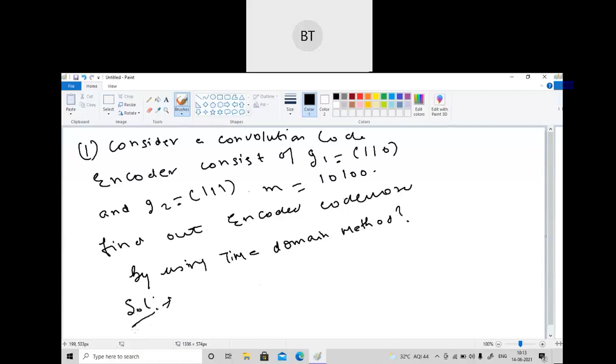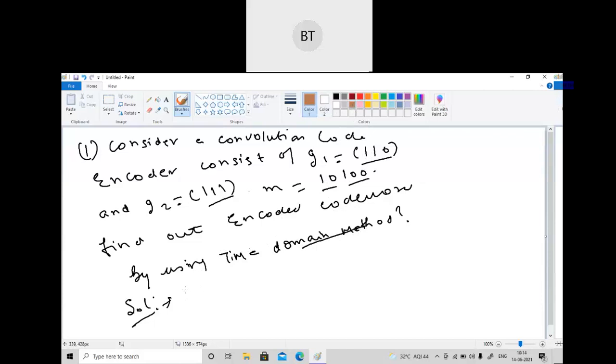I have already told you how to proceed, so please try to solve it and tell me the answer. It is very simple; you just have to know the basics and you can easily solve it. If the question is clear: consider a convolution code encoder with G1 as 110 and G2 as 111, and the message signal 10100. Find the encoded code word by using the time domain method. If you try, you can easily solve it.